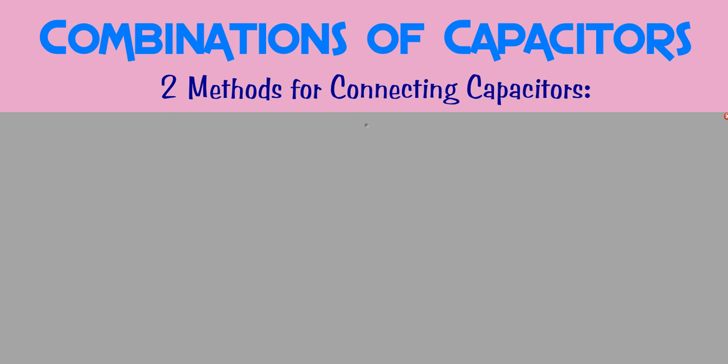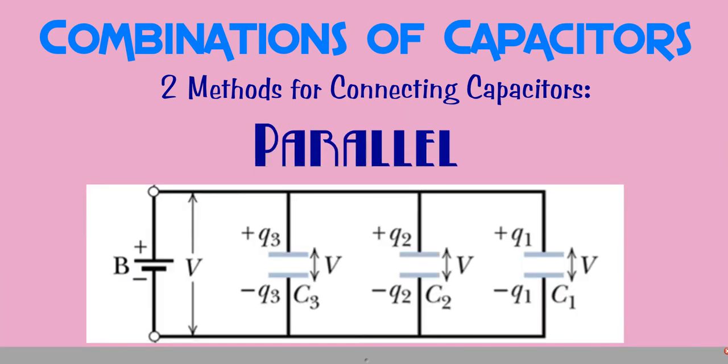In this video, we're going to learn about ways to combine capacitors in a circuit. There are two simple ways of combining capacitors. We call them series and parallel. First, we're going to start off talking about a parallel combination, which looks something like this. This would be three capacitors combined in parallel.